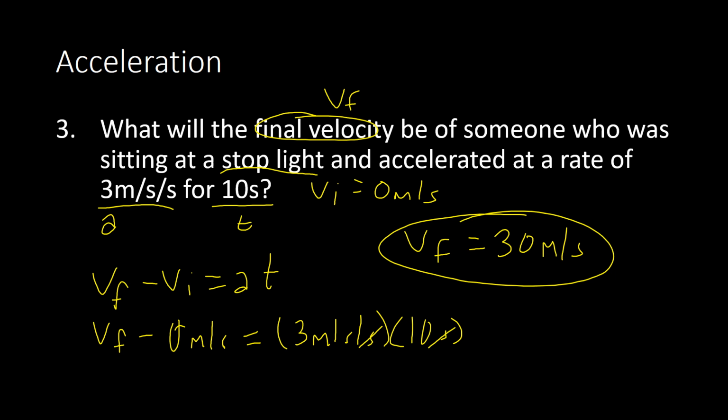Now, if there had been a VI, if it hadn't been sitting at a stoplight, I would then have to add that initial velocity to that number in order to get the problem finished. So if the car had been traveling at 5 meters per second, then I would add that 5 meters per second to the 30 meters per second to get 35 meters per second. So if you have an initial velocity, once you solve for the A times T, you add the initial velocity to the other side to find the final velocity.